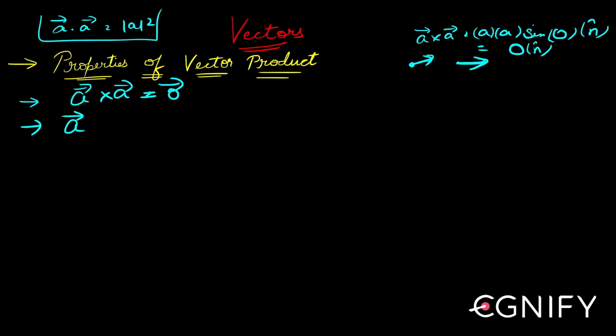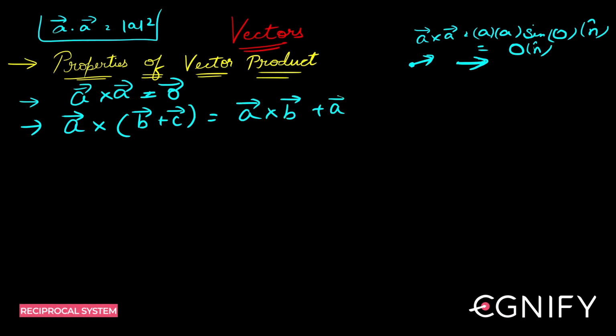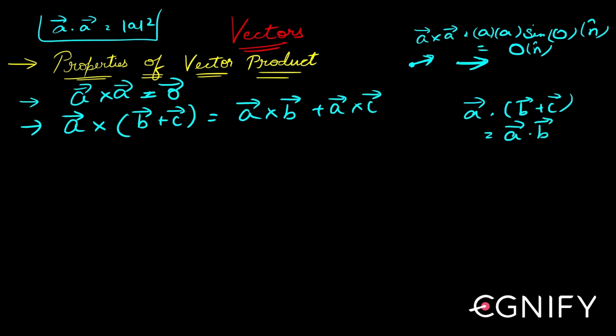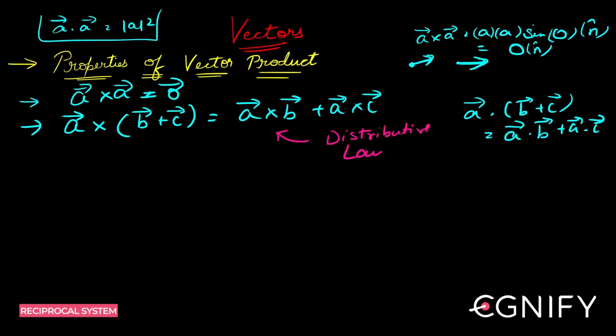Just like your scalar product, your vector product is also distributive. This is your distributive law, A cross B plus A cross C. So just the way A dot (B plus C) was A dot B plus A dot C, A cross (B plus C) is also distributive. So remember that about your scalar and vector product, that both of them are distributive. So they follow that property. We are not proving this now.